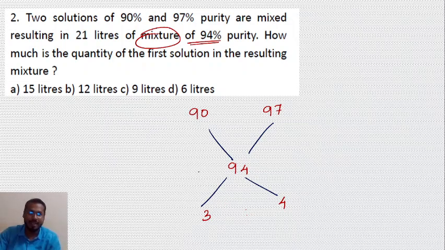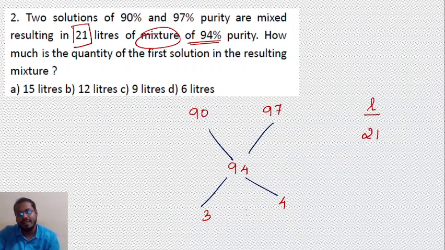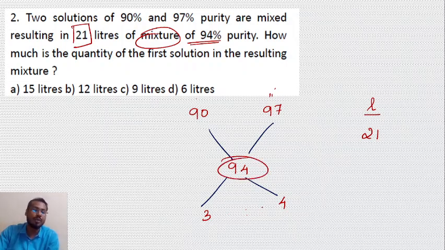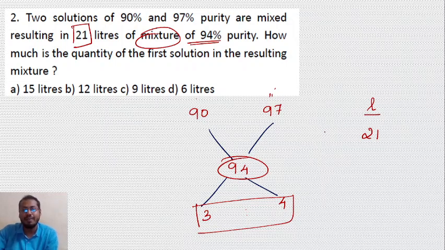That's the concept. Now there is an additional one, that is 21 liters. What is this 21 liters? Sometimes they say that the first solution is 21 liters or the second solution is 21 liters, but here they say 21 liters of mixture. So after mixing this, it was 21 liters. After mixing, it was 3 plus 4, 7 parts. So 7 parts is equal to 21 liters.